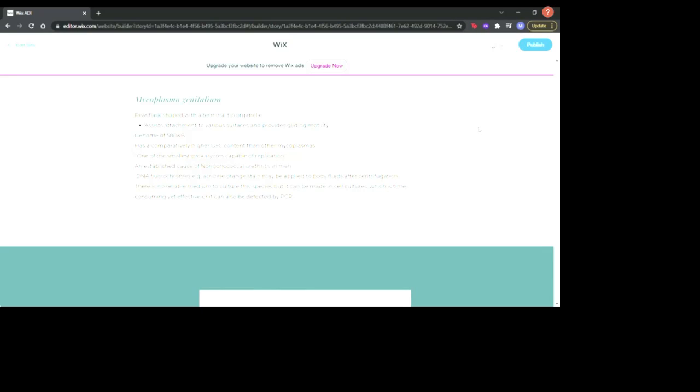So next we'll be talking about Mycoplasma genitalium. This is a pear or flask shaped bacterium with a terminal tip organelle. This terminal tip assists attachment to various surfaces and provides gliding motility. So yes, this bacterium is motile.